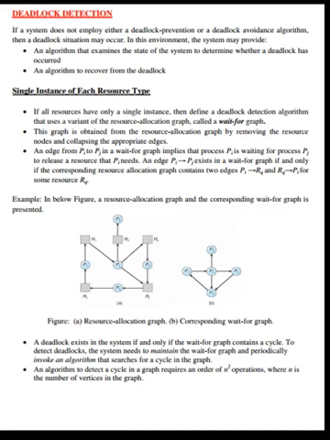See the figure. A deadlock exists in the system if and only if the wait-for graph contains a cycle. To detect deadlocks, the system needs to maintain the wait-for graph and periodically invoke an algorithm that searches for a cycle in the graph. An algorithm to detect a cycle in a graph requires an order of n-squared operations, where n is the number of vertices in the graph.